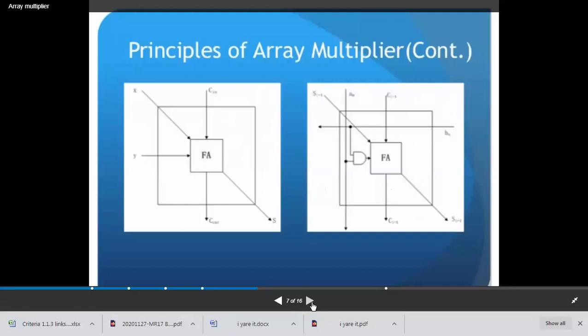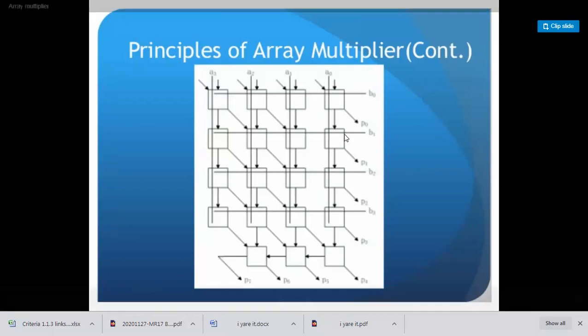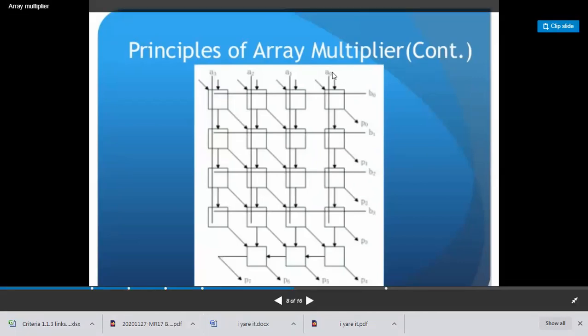Okay, the principle of multiplication: how we have to do it using the AND gate, full adder and half adder, what is in a sum, what is in a carry, what things are there. Okay, it is an array multiplier. In the array multiplier, the same logic will be used.